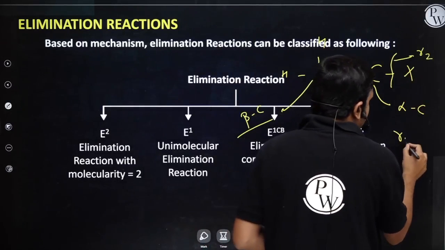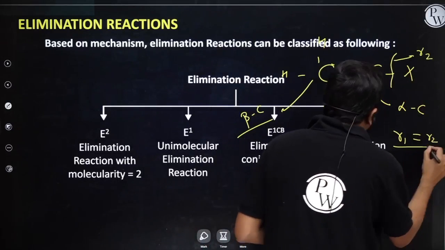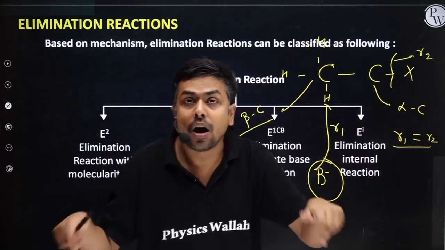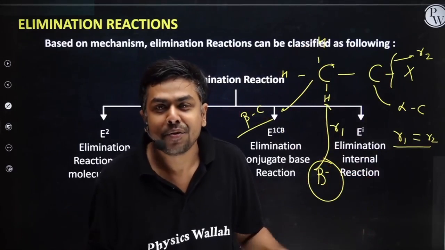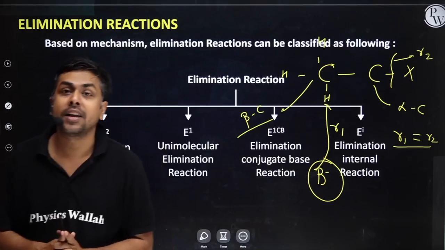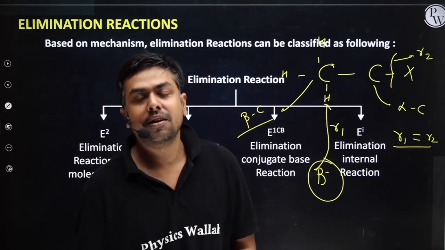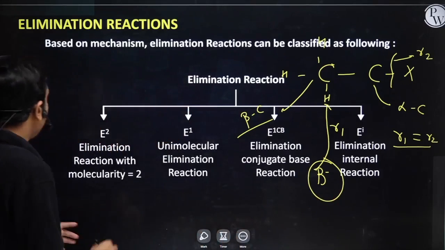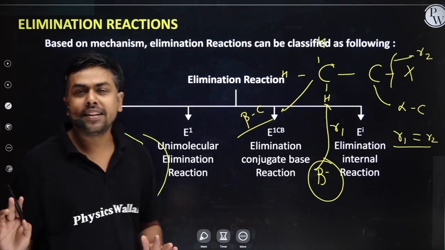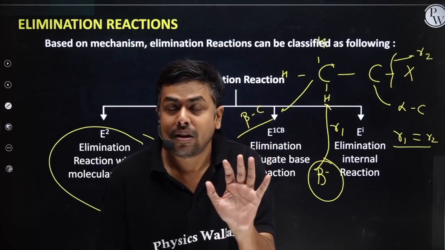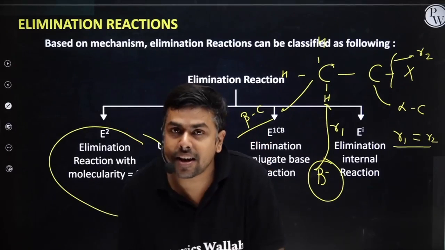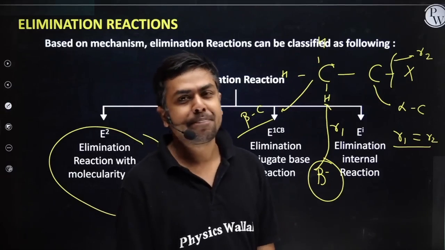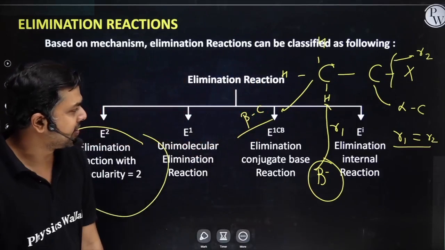We may have R1 equals R2, means the attack of base on acidic hydrogen and the departure of leaving group occurring at the same time, right? So in that case, elimination will occur in a single step. Elimination will occur in the transition state itself. Such a reaction will be referred to as E2 reaction. Am I clear? Where the departure of leaving group and the attack of base is occurring simultaneously. It's similar to SN2 type of reaction. Am I clear? We may have two more cases.